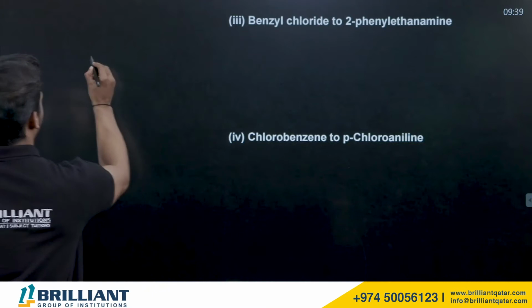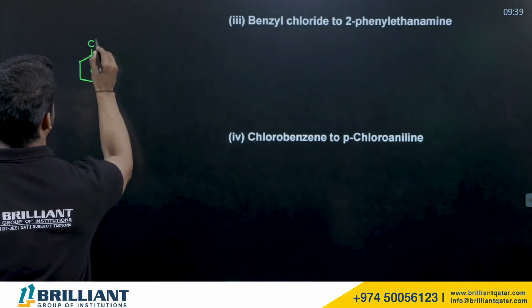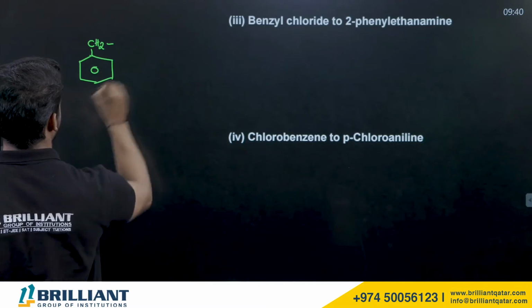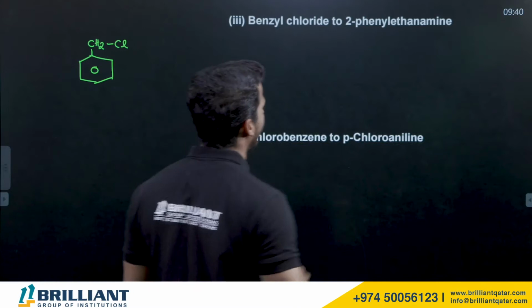Benzyl chloride. So our starting material is benzyl chloride. What is benzyl group, dear all? Benzene with a CH2. Benzyl. This is benzyl chloride. We have to convert it into 2-phenyl ethanamine.